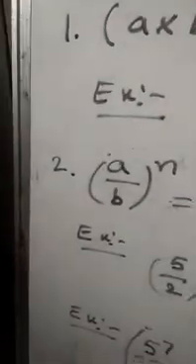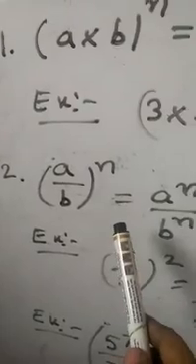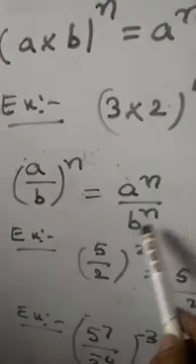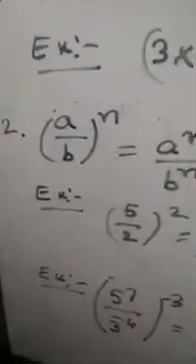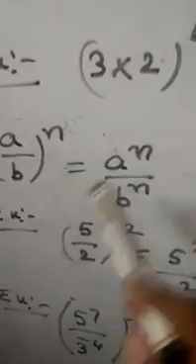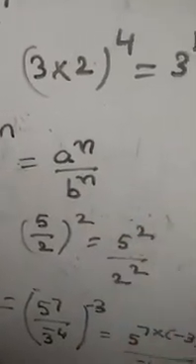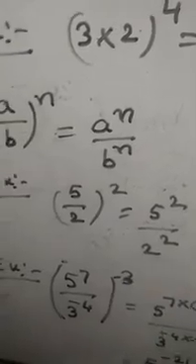Next, second formula: (a / b) to the power of n equals a to the power of n divided by b to the power of n. Example: (5/2) to the power of 2 equals 5 to the power of 2 divided by 2 to the power of 2.